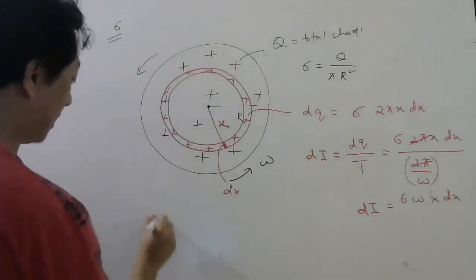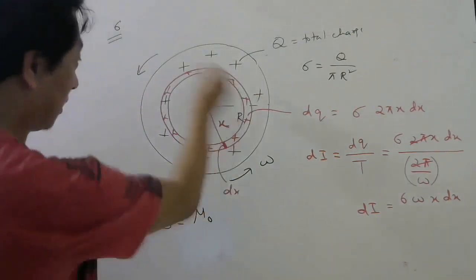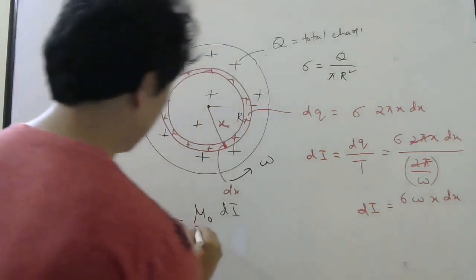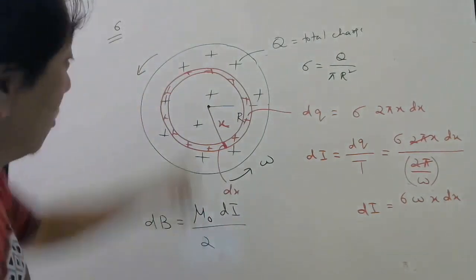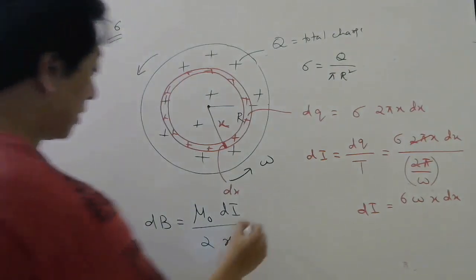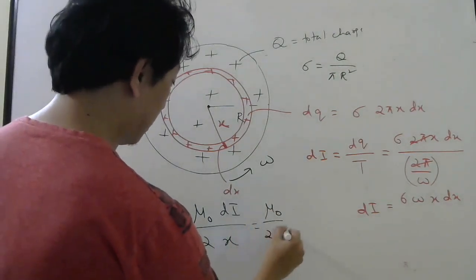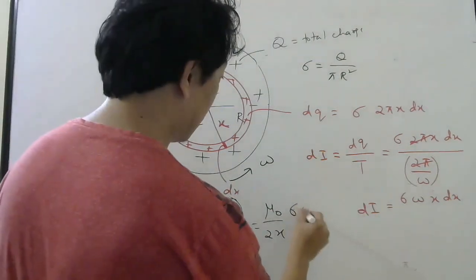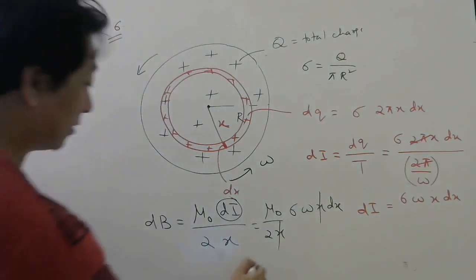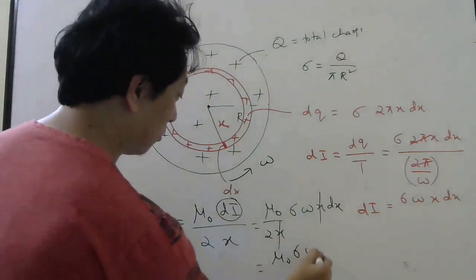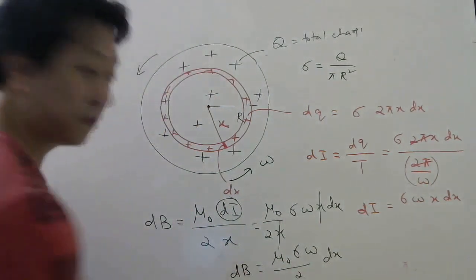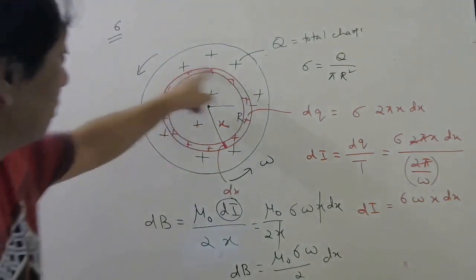Okay. Now I need to know the magnetic field at this point due to this current. So that will be dB: mu naught times the current due to the motion of this ring, di, divided by 2r. What is r for this ring? x, remember. Then if I substitute the current di, which is sigma omega x dx, very interesting, x got cancelled. So it is mu naught sigma omega by 2 dx. So that is your magnetic field at the center due to this ring.